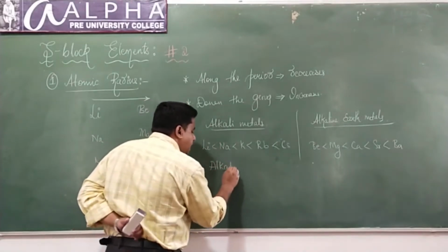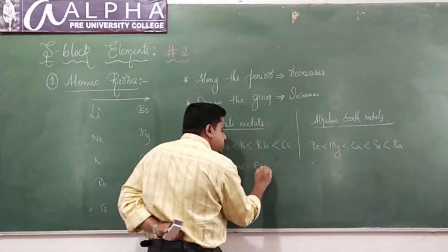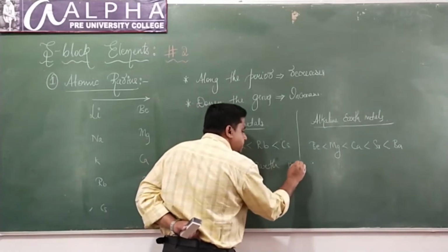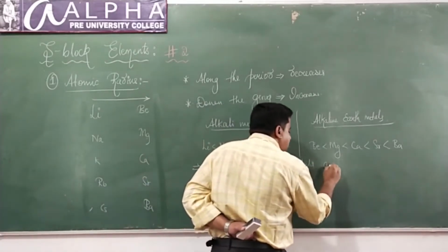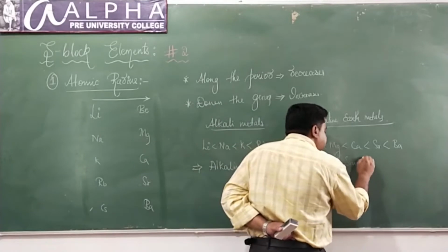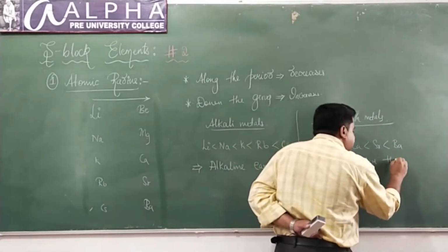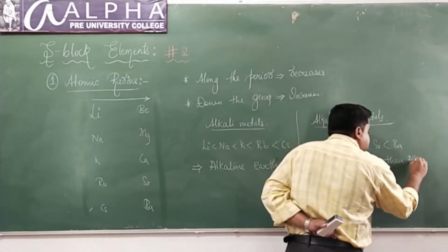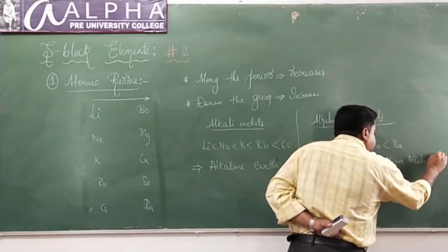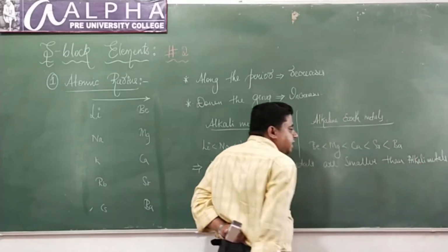Alkaline earth metals are smaller than alkali metals. Okay, alkaline earth metals are smaller than alkali metals.